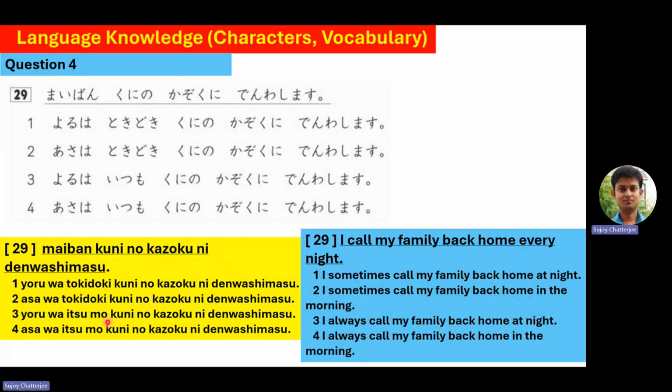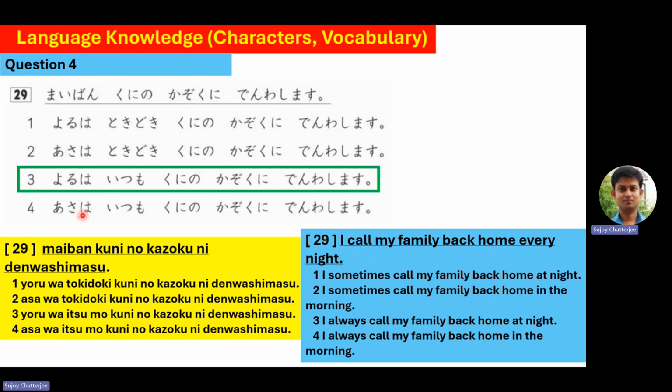"Yoru wa itsumo kuni no kazoku ni denwa shimasu." So at night, itsumo. Itsumo means always. So I always call my family back home at night. This is night and itsumo means always. So I always call my family back home, back in my country every night. It's not every night, at night, but always is mentioned here. So together this gives the same meaning as maiban. So in this way, the answer will be the third option.